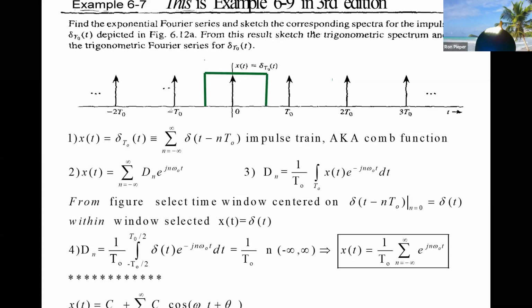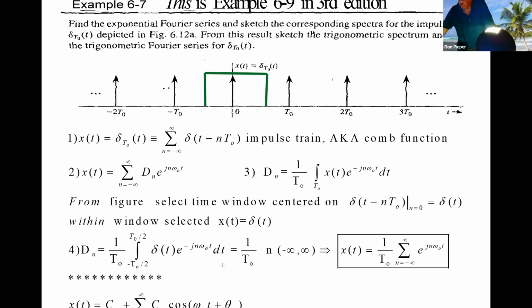So that's a window of time that includes from minus t naught over 2 to t naught over 2. If we assume that is our preferred window of time for the calculation, then within this window, the function is 0 everywhere except at 0. Hopefully you recognize that. It simplifies considerably because there's only one delta function at 0, the Dirac delta function. So all we need to do is complete this calculation.